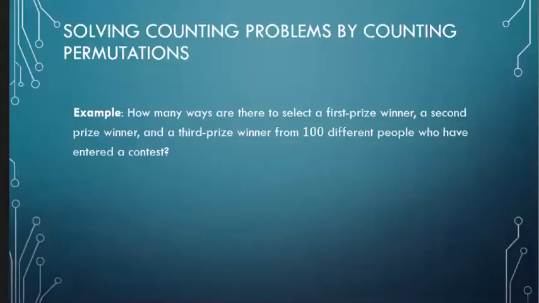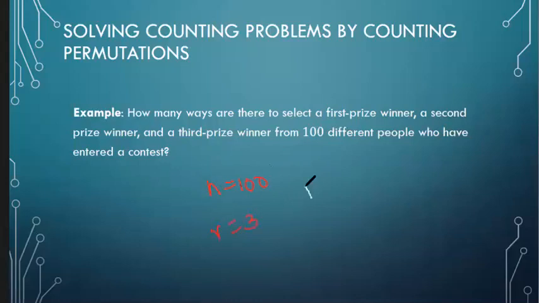So next is an example. How many ways are there to select a first prize winner, a second prize winner, and a third prize winner from 100 different people who have entered a contest? So how many people do we have? 100. So n is equal to 100. And how many prize winners are there? There are a total of 3 prize winners. That is, we are supposed to select 3 people. So r will be equivalent to 3.